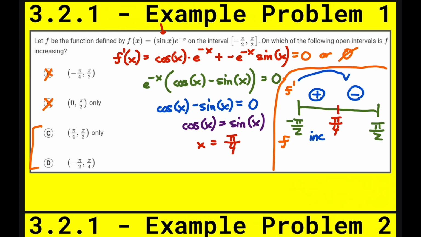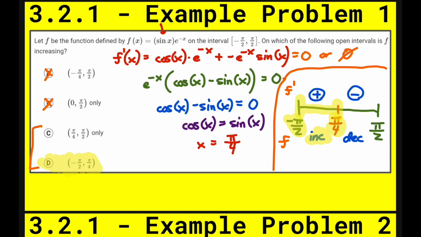Now, if the derivative is negative, that means the original function is decreasing. So the answer should be from negative pi over 2 to pi over 4, because this whole interval right here is increasing, and that's what we're looking for. So the answer for that one should be D.